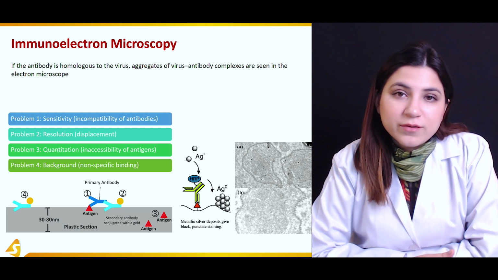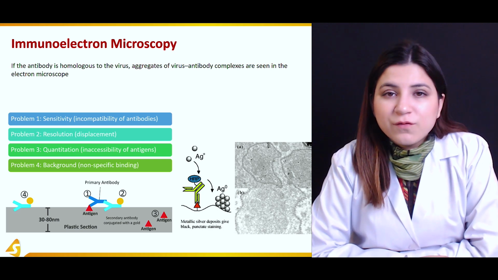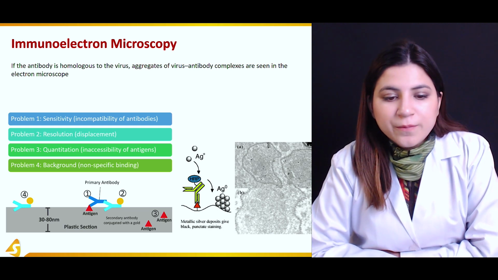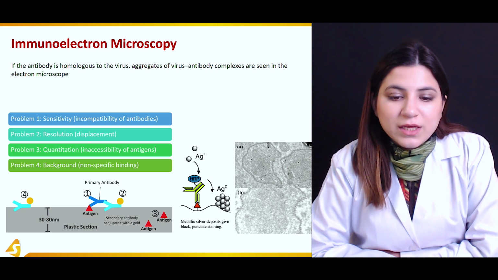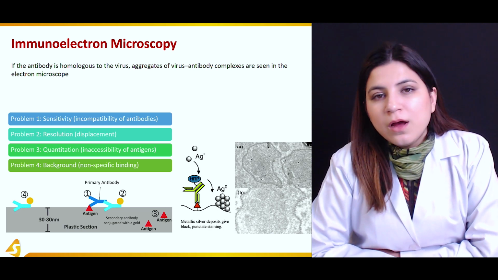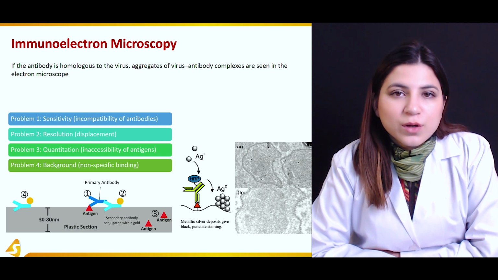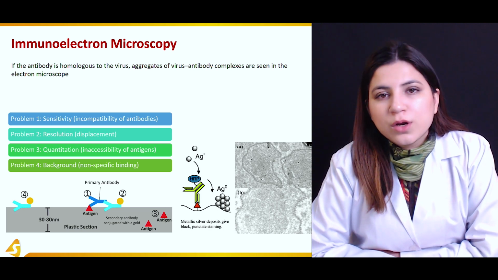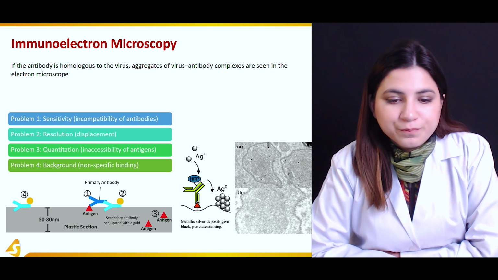As you know, the size of a virus is really, really small, so it's really hard to identify those small complexes inside a large animal cell. The other one is the quantitation, which is that we cannot actually quantify the antigens directly. Rather, we are just looking at vague spots, and we're not sure if one spot is showing one complex or if these spots are showing multiple complexes of viruses that are bound together.